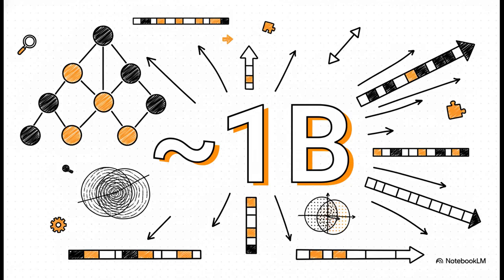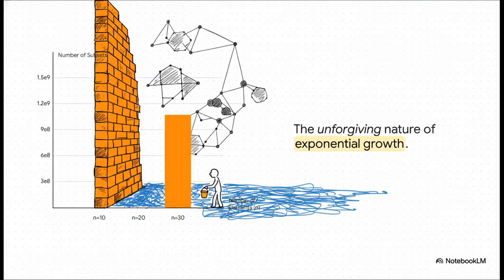This is the brutal, unforgiving nature of exponential growth. Just look at this chart. That is not a gentle slope. That is a vertical wall. Trying to brute force a problem of that size isn't just inefficient, it's impossible. Your program would run for days, maybe weeks, and never finish.